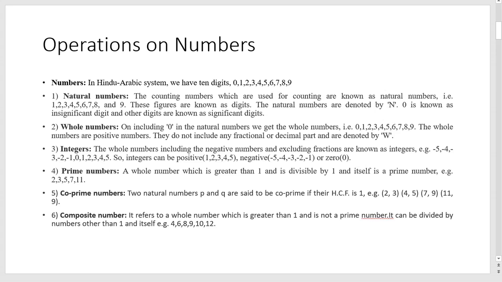Okay, and next one is composite numbers. Composite numbers refer to whole numbers which are greater than 1 and are not prime numbers, which can be divisible by numbers greater than 1 other than itself. Like if you consider an example of 40, it is a composite number because it can be divided by itself and by 2, 4 and 10 also. So numbers divisible by more than 1 and itself are considered composite numbers.